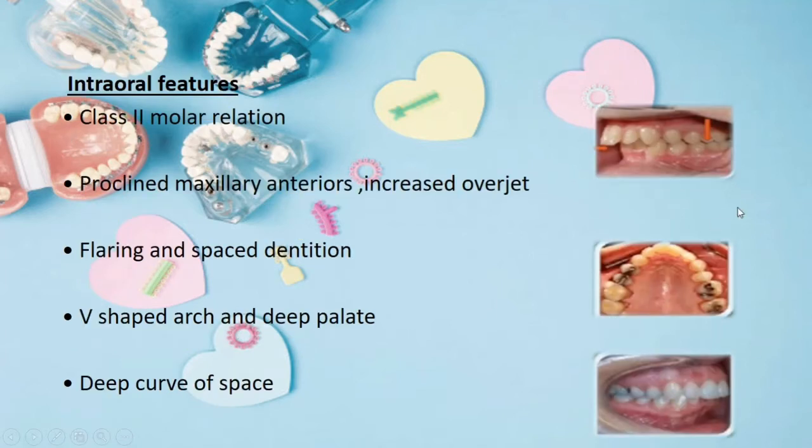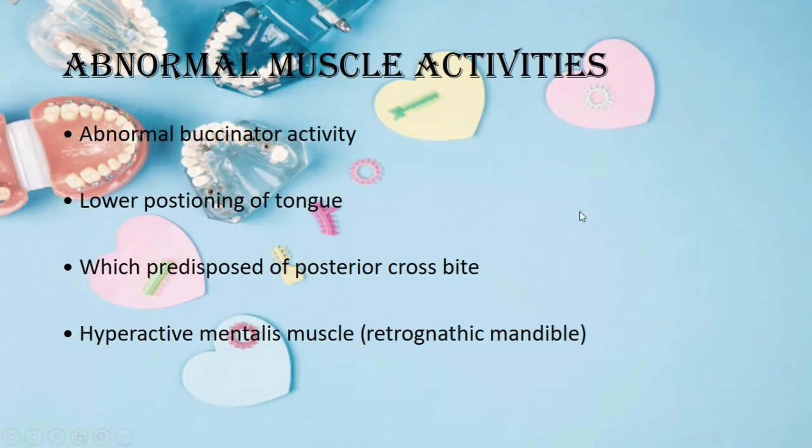The intra-oral features of Class 2: molar relation Class 2, proclined maxillary incisors or maxillary anterior increased overjet, flaring and spaced dentition. The arch will be V shape with deep curve of Spee. Abnormal muscle activities: abnormal buccinator activity, lower position of tongue which predisposes to posterior crossbite, hyperactive mentalis muscle.